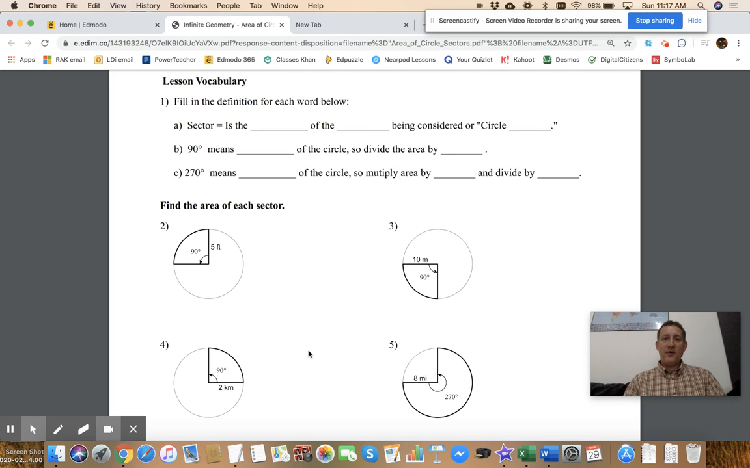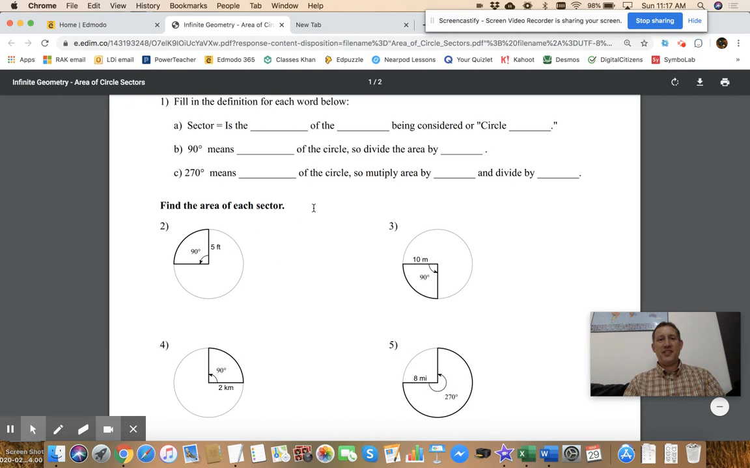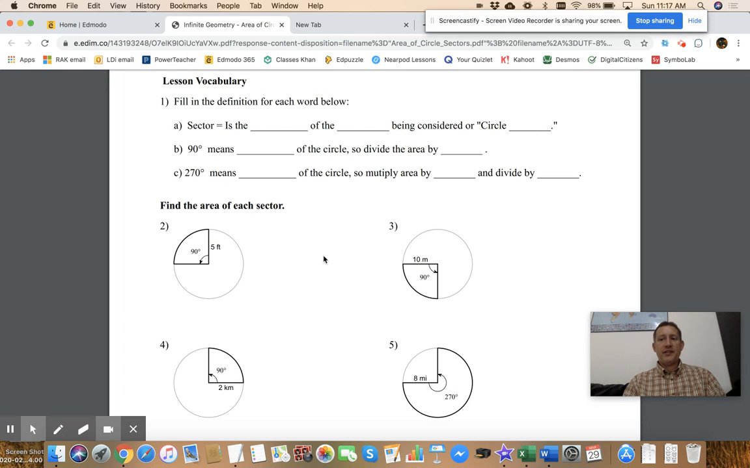Hey guys, so hopefully this video will be a lot better. This will help you know how to do your worksheet for today. And if you notice, the title is Area of Circle Sectors. What's a sector? Well, a sector is a piece or a part of the circle. So instead of the whole circle, we're just going to look at a part of it, a piece of it.